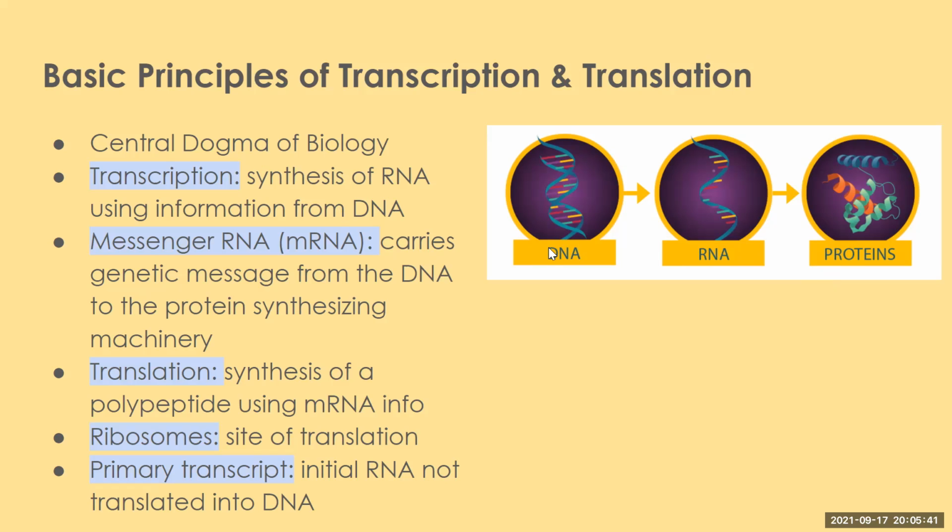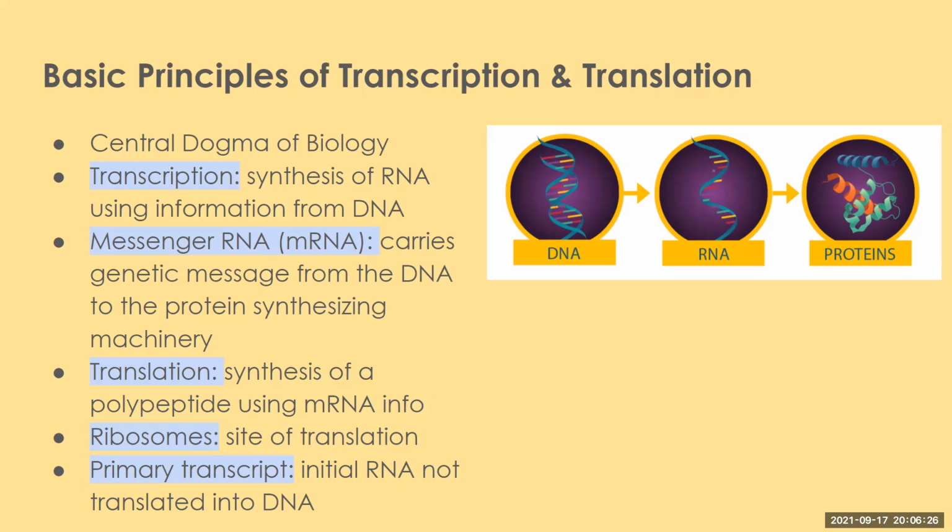The process in which DNA transfers information to RNA is called transcription, and it's basically the synthesis of RNA using information from DNA. There are different types of RNA, and messenger RNA, mRNA, you must have heard that term, is the main RNA that carries a genetic message from the DNA all the way to the protein synthesizing machinery. Once the information is carried from the DNA to the RNA, the next step is for it to be translated into proteins, and that happens through a process called translation.